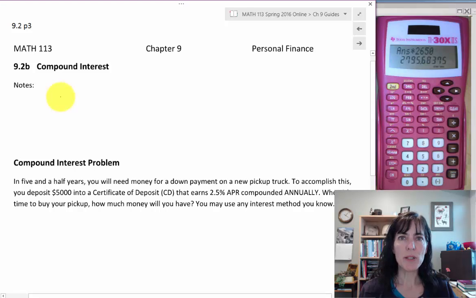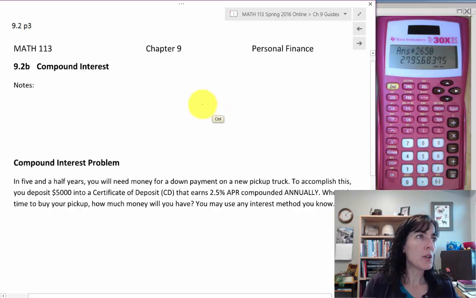We looked at simple interest and how our account changed based on the interest. Now let's look at compound interest. First, let's talk about what compound interest is.